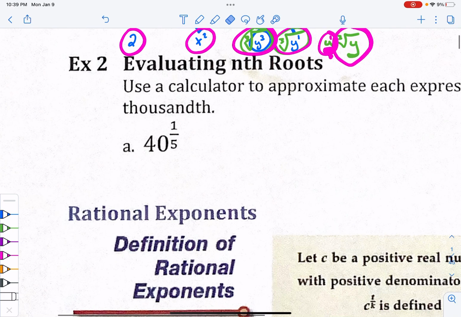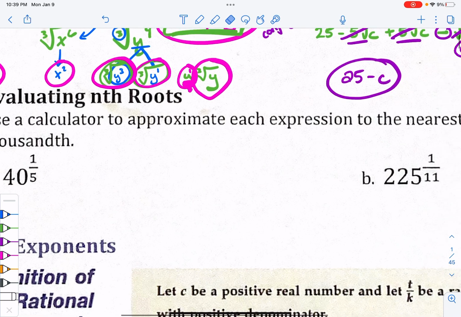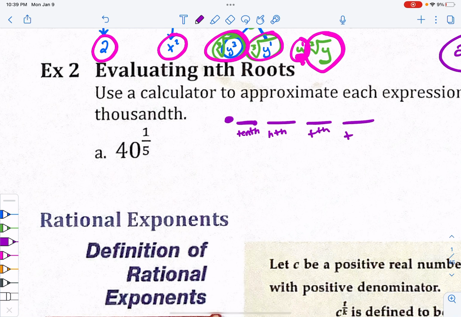All right, here we go. Use a calculator to approximate each expression. This is one where you are allowed to use a calculator, and it says to the nearest 10,000th. How many decimal places is this? If I have a decimal point here, this is the tenth, this is the hundredth, this is the thousandth, and this is the 10,000th. So that means 4 decimal places: 10th, 100th, 1000th, 10,000th. So 4 decimal places is what they want us to do.